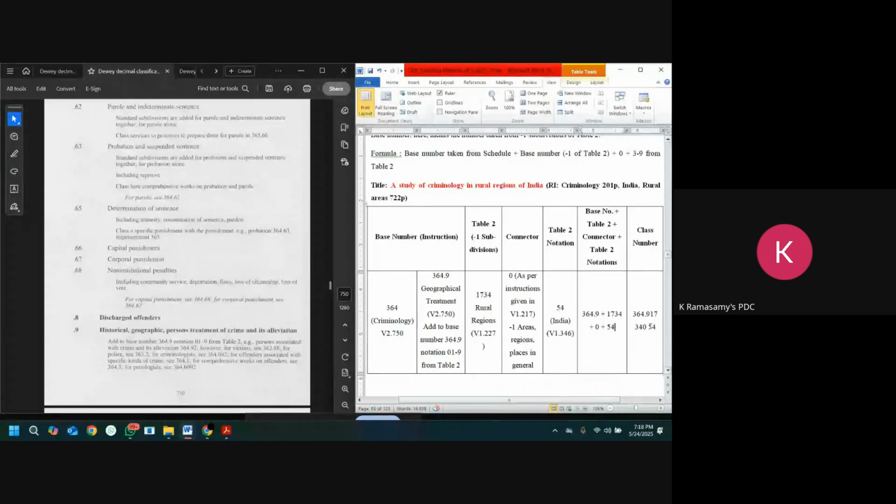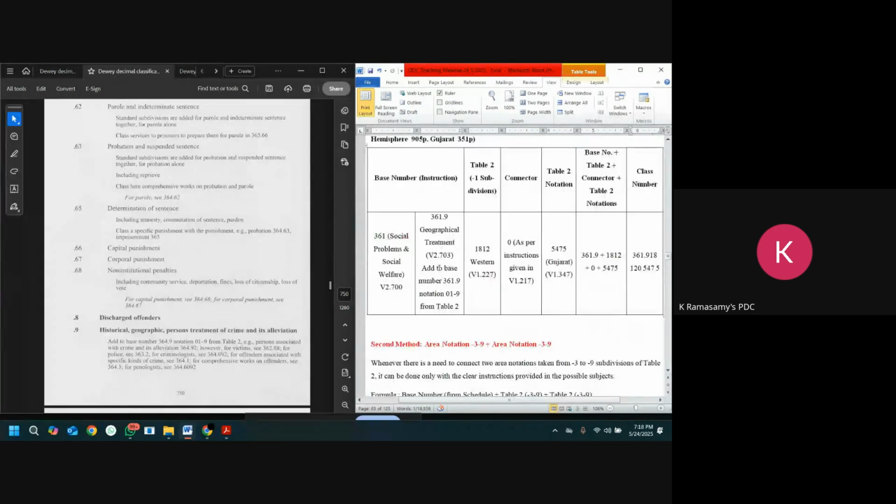And there's an instruction, no? After adding any number starting with 1, then you can add a 0 and you can add any number 3 to 9 taken from table 2. So what is the base number? 364.9. First area number is 1734. Then 0 is the phase indicator, joining element. Then 54 is taken from table 2, 3 to 9. So this way, you can add two area numbers in a single title.